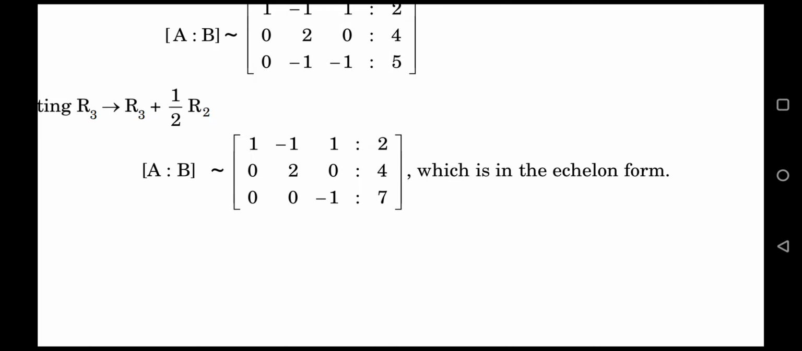In our example number 1, after preparing the row echelon form of matrix A augmented B, we have A augmented B equal to: first row 1 minus 1 1 2, second row 0 2 0 4, third row 0 0 minus 1 7.